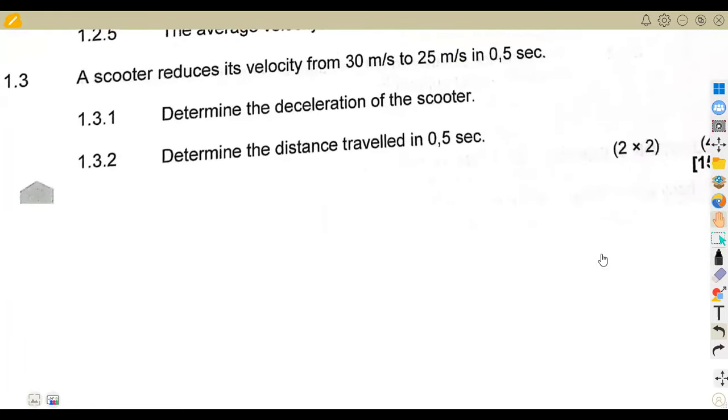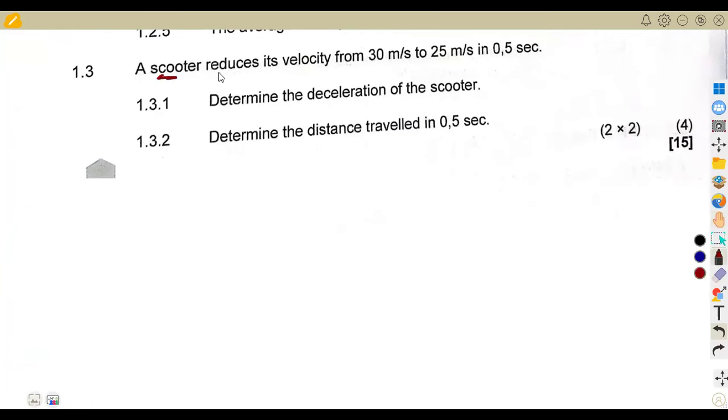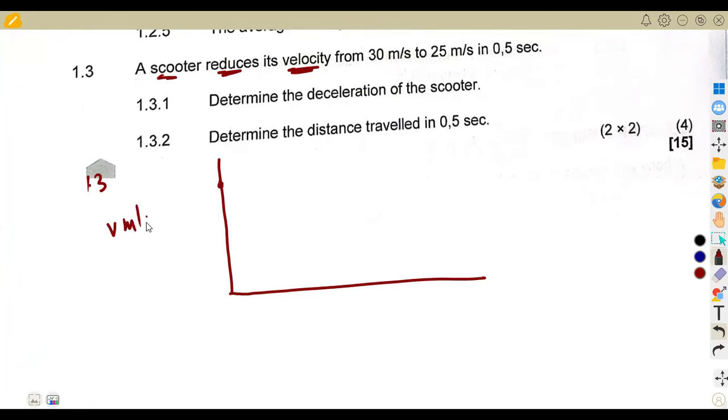On 1.2, we are given a scooter. They are saying a scooter reduces its velocity. It reduces its velocity, meaning it is starting from somewhere. Let's see, 1.3. So it is starting from a certain point. This is our velocity in meters per second, and this is our time in seconds. So it started at 30 meters per second. This is the velocity here where it started.